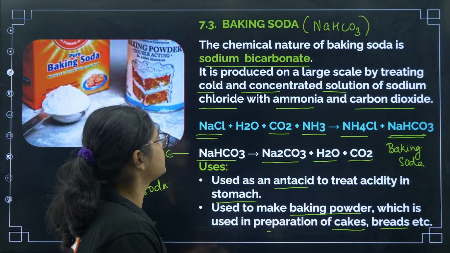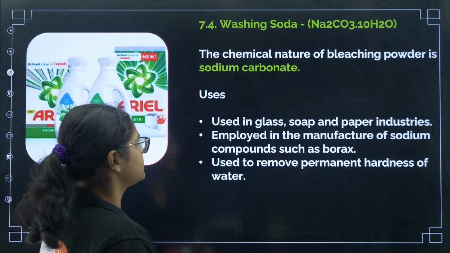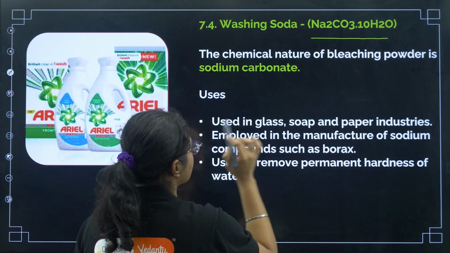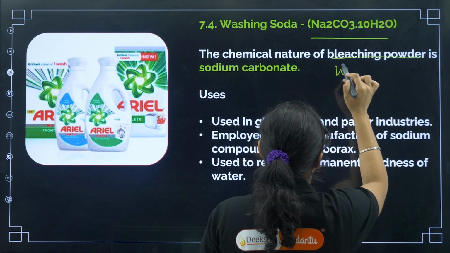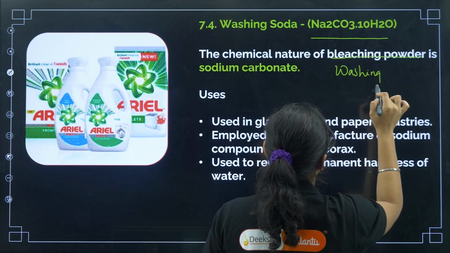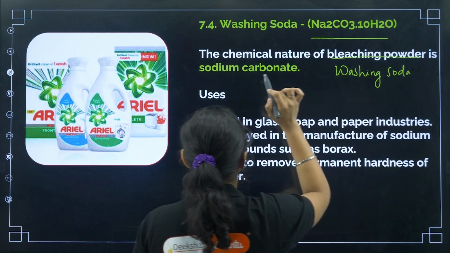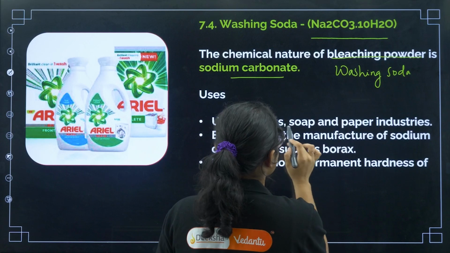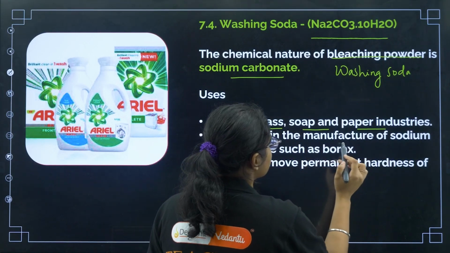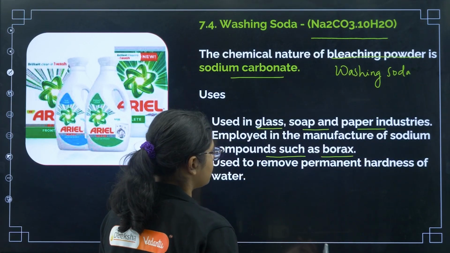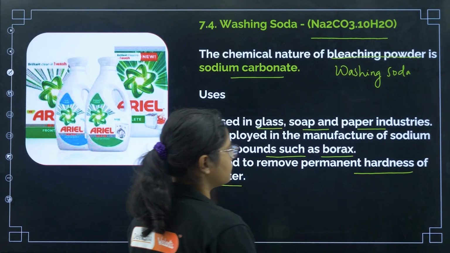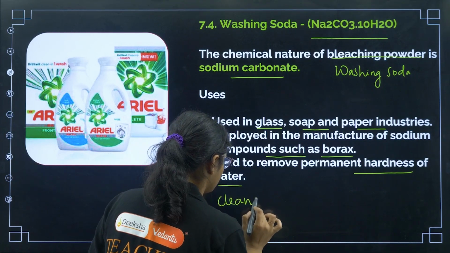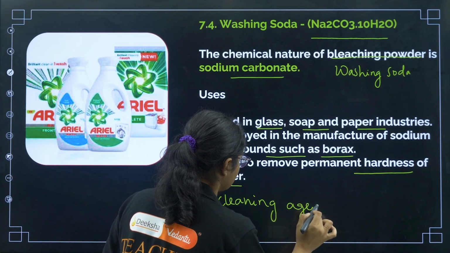Okay, fine. Next one is washing soda. That is sodium carbonate dot 10H2O. The chemical formula of washing soda is Na2CO3.10H2O. It is used in glass, soap and paper industries. It is used in the manufacture of sodium compounds such as borax, and it is used to remove hardness of water. You can also write that it is used as a cleaning agent. We widely use washing soda as a cleaning agent.